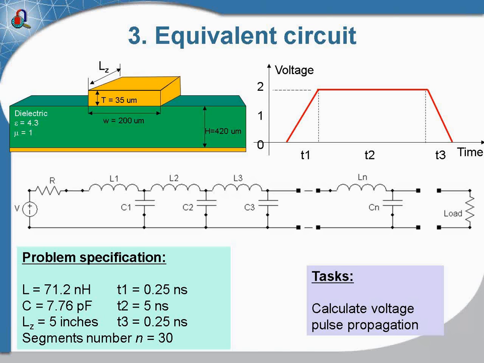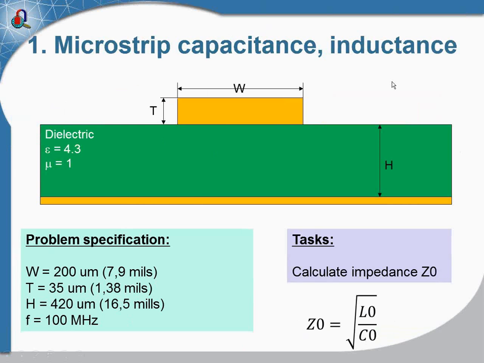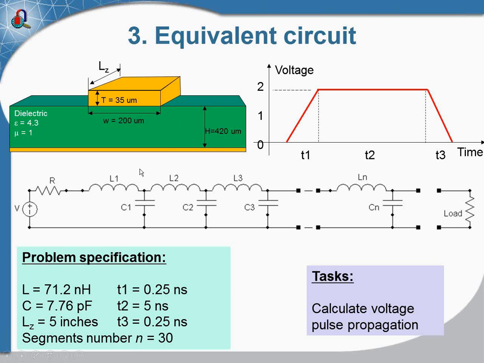The next case is the simulation of the pulse propagation through a transmission line. It is the same transmission line that was in our first example. The line length is 5 inches and the self-inductance and the self-capacitance of the line are calculated using our first example. These are values per the full length of the line, which is 5 inches.